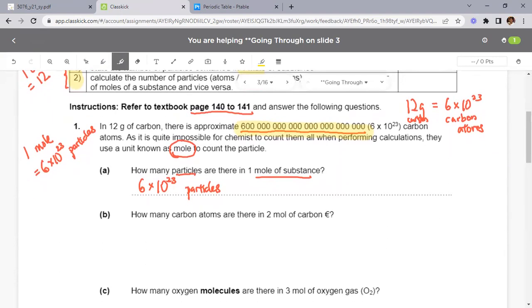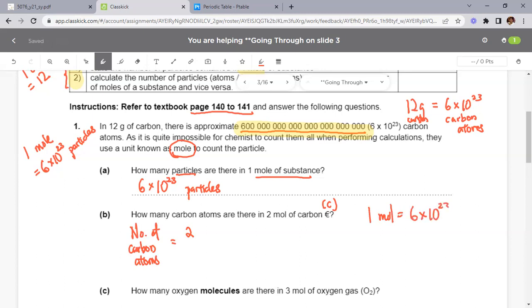Okay, so let's look at 1b. How many carbon atoms are there in 2 moles of carbon? This is supposed to be bracket C, capital C, carbon. So how many carbon atoms are there? How to calculate? Actually very simple. Number of carbon atoms. What I know is 2 moles of carbon atoms, so I know it's 2. I know 1 mole is equal to 6 times 10 to the power 23 particles. In this case, 1 mole is 6 times 10 to the power 23 atoms. So for 2 moles, it's actually 2 times 6 times 10 to the power 23.